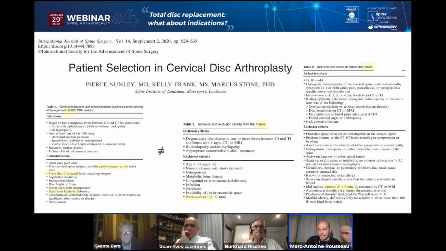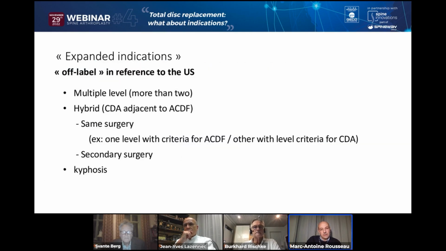This recent paper is a good summary of the situation, showing that it depends on the countries. So if we go on the left, it's the classical contraindications from the US based on the FDA trials. And on the right, here in the middle, is what's going on in France, and on the right in Brazil. And we see that in the US, there is a concern about multiple level previous surgery, adjacent fusion. Now, for France and Brazil, there's no contraindication regarding these issues, but it's more the stenosis and the myelopathy, which is questionable. So that leads us to the concept of expanded indication in reference to the US restriction.